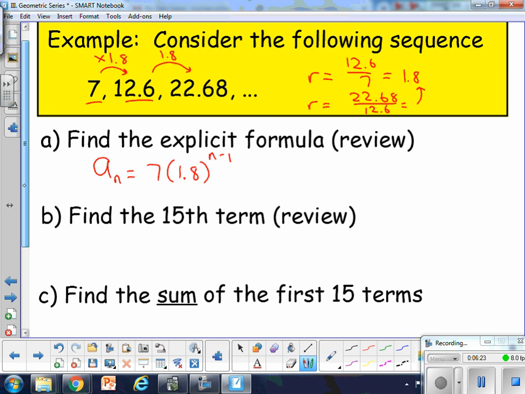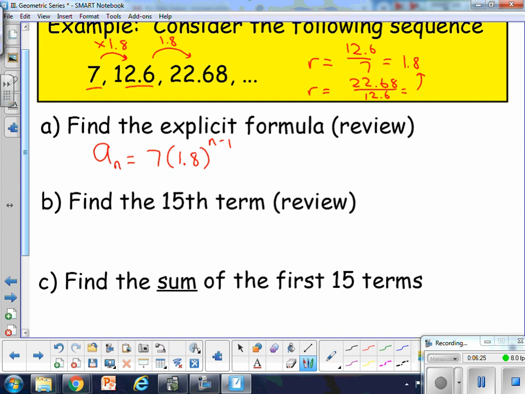That's old stuff, review. Then to get the 15th term, we now have an n value that we can use. So I would just plug in 15 for both n's, and we would calculate that value out to be 26,236.94. Okay? So that would be way out in the sequence if we were to carry it out to the 15th term. That would be the value there. Okay, here's the new part.